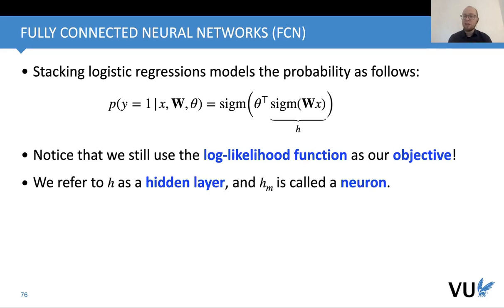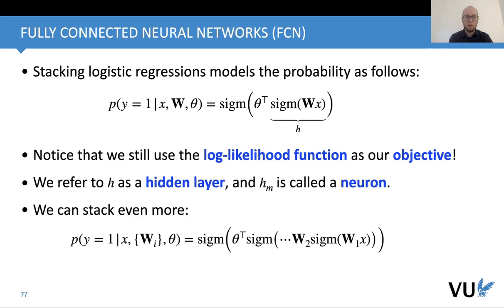This h is h and not k or whatever, because it is a hidden layer. This is how we'll call it, and one single node inside will be just called neuron, okay? Or as Rosenblatt called it, the perceptron, if there is this step function instead of sigmoid. And of course, we can stack even more. There is nothing that stops us from that, right? We can stack 100. And now you get why we call it deep neural networks, because we have very deep dependencies.